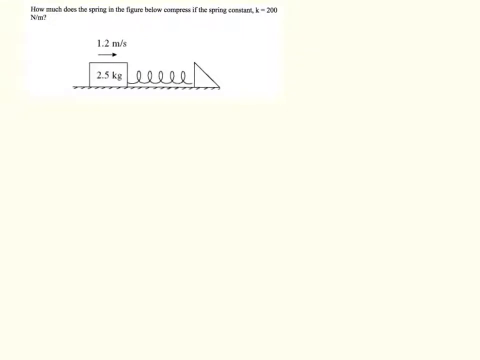Okay, so in this video, I'm going to talk a little bit about simple harmonic motion and springs in particular. So we're going to start out with just an example of a typical spring kind of problem. What we have here is a compressible spring that's attached to a box, and that box is coming in with some initial velocity.